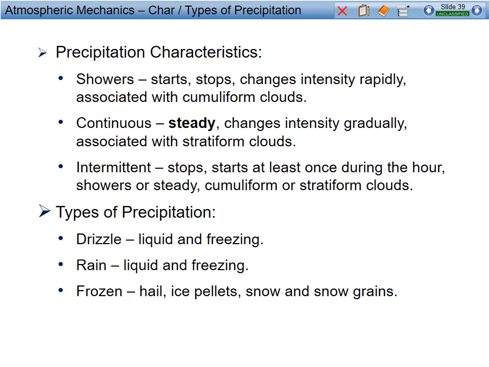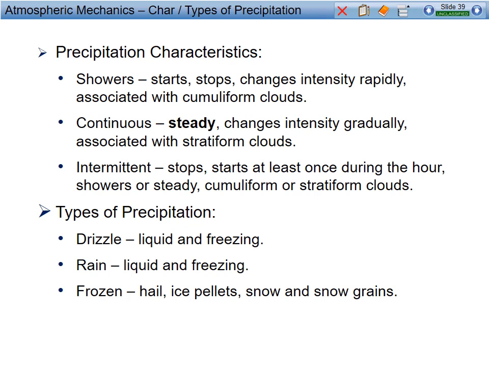Continuous precipitation will fall steadily. It will change intensity gradually, if at all, and is associated with stratiform clouds. Intermittent precipitation will start and stop, which is similar to showers, but it will occur at least once during the hour and could be either showers or steady, as in the example of continuous. Therefore, it can be associated with cumuliform or stratiform clouds.